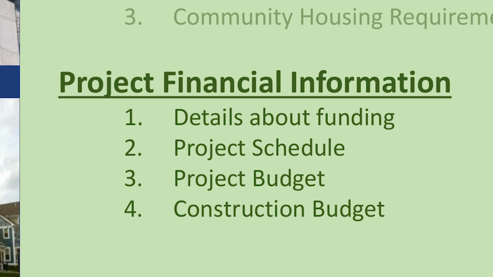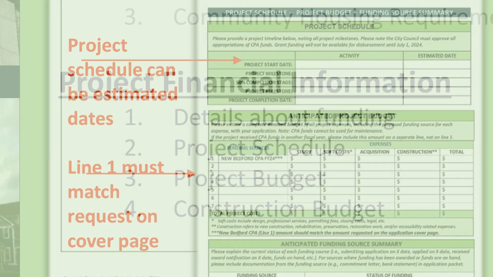However, the great thing about CPA is that it can be used to match state and federal funds. So if you're getting out there and you're applying for things and you are successful, sometimes you can use CPA as a match. But this is where you can provide that information. The schedule can be estimated because it's going to change. We know. We just want to make sure that your project timeline fits within the grant agreement timeline.